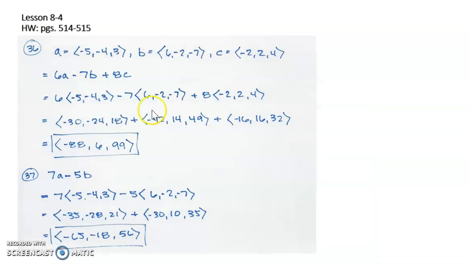All right, 36. Here we're just doing operations with three vectors. So they provided us three vectors, A, B, and C. And the first one is 6A minus 7B plus 8C. This is really the same as we did in the last lesson. We're going to distribute. We're going to first substitute the vector in for A, and for B, and for C. Distribute the coefficient on the outside. Make sure you watch your signs. And then add accordingly. And so this is that resultant vector, negative 88, 6, and 99.